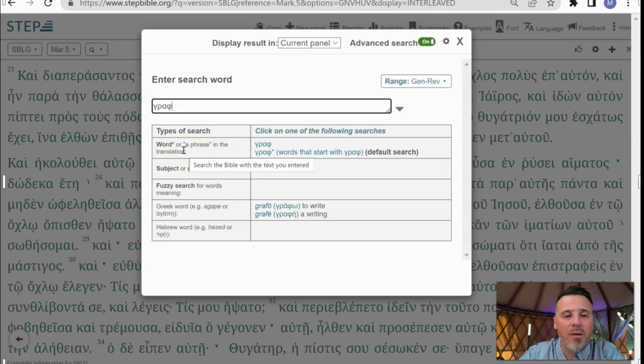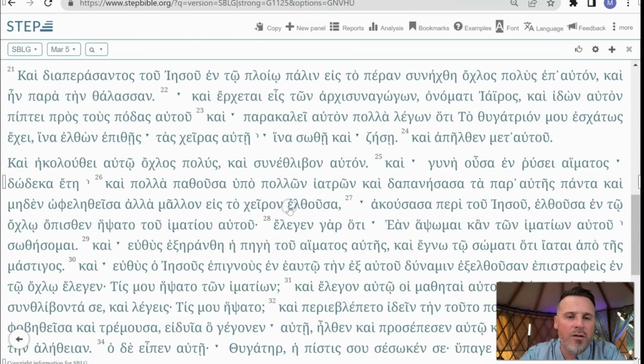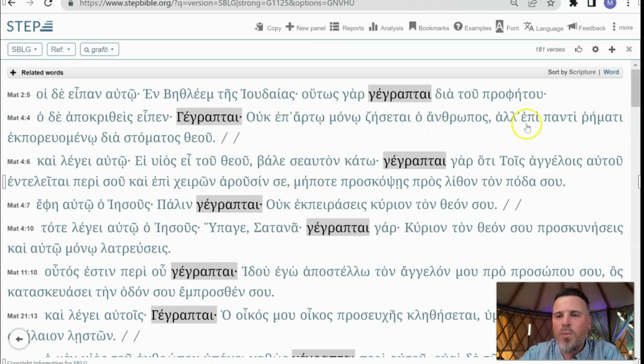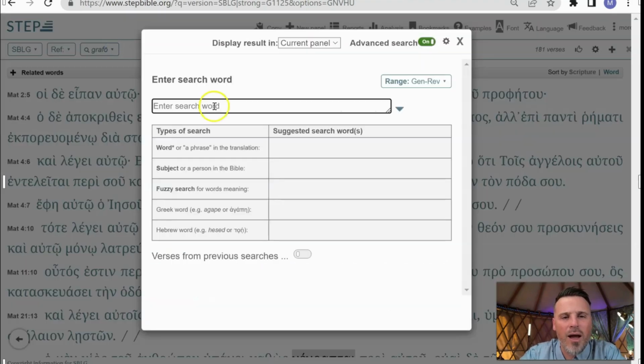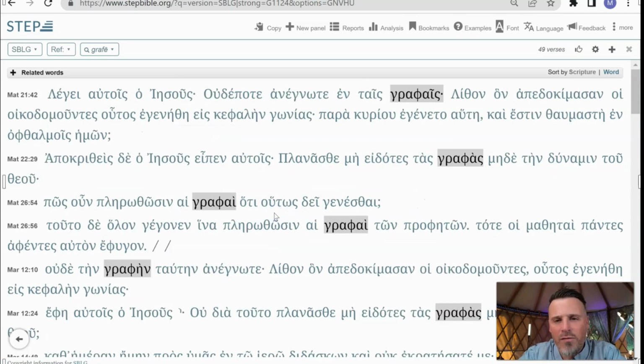In this table that pops up, for word, I can click words that start with graph, or I can just go down and click grapho or graphe, so we can see the verb form grapho or graphe, the noun form. And so if I click the verb form, what's going to happen is all the passages that have that verb form in them are going to pop up. And I can go back up here, I can enter it again, I can click the noun form graphe. There you go.